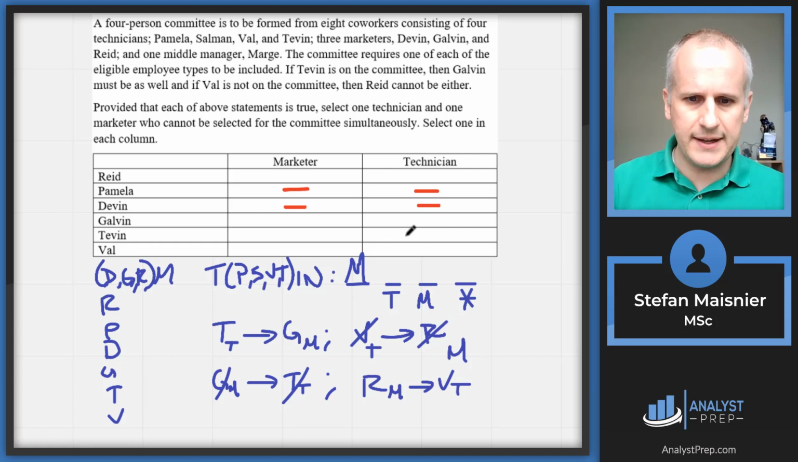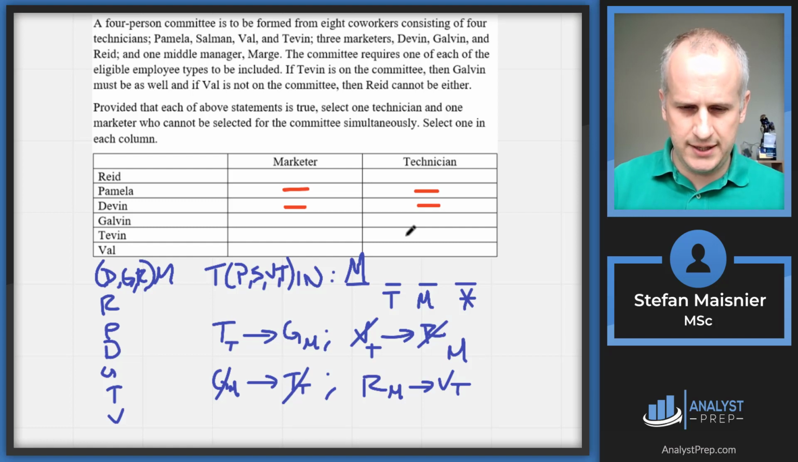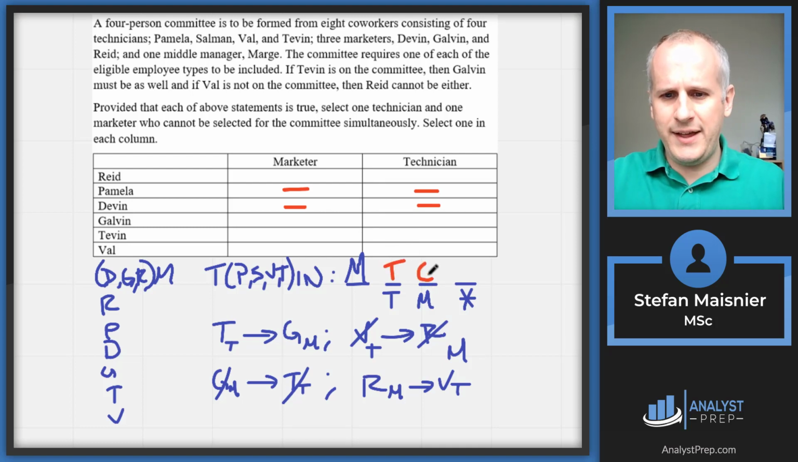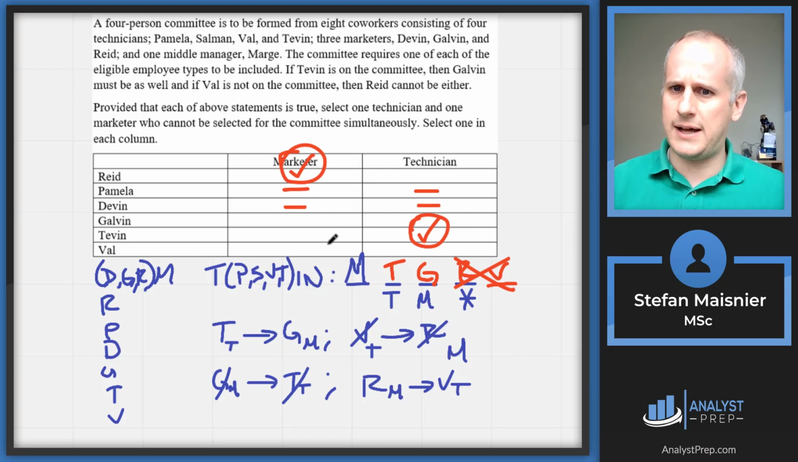Now, if T goes in, we know that G has to go in. And if T and G go in, so we'd have T here and G in, well, then we only have one spot left. And if I were to put R here, we'd have to have V in too, and that can't happen. So that means that if we select T as our technician, we cannot select R as our marketer. And that is how you can work through these unique little logical reasoning scenarios.